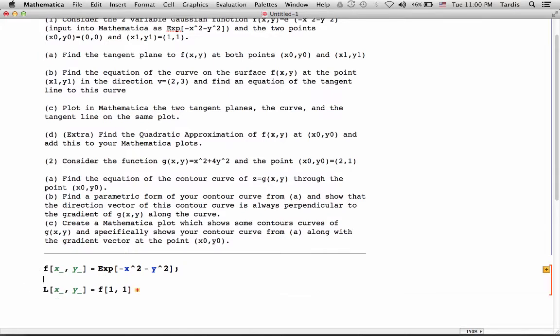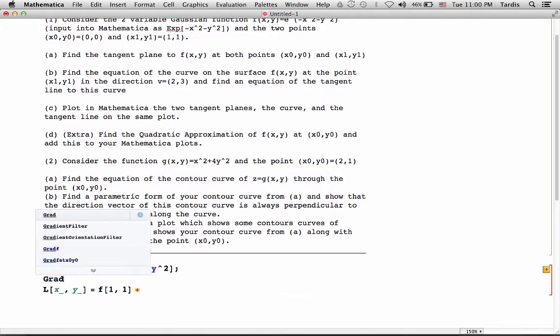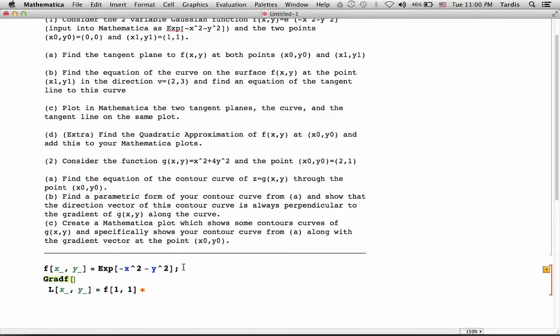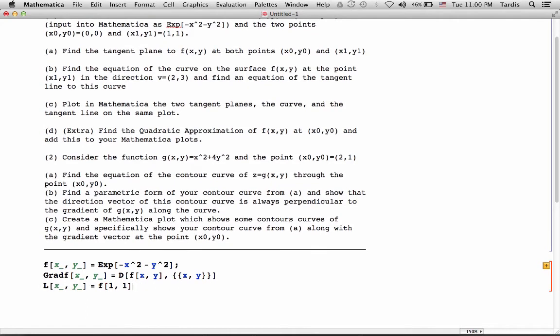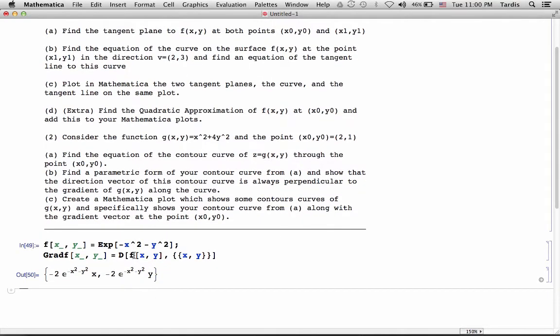Okay, let me do this quickly. This should be the gradient of f. The gradient of f is a function of x and y. So I'll take the derivative of my function, and this is a quick way to get the gradient. You just say xy. And let's get rid of this for a second so you can see my derivative. There's your gradient. If you take the derivative of your function with respect to x and y, here is your gradient.